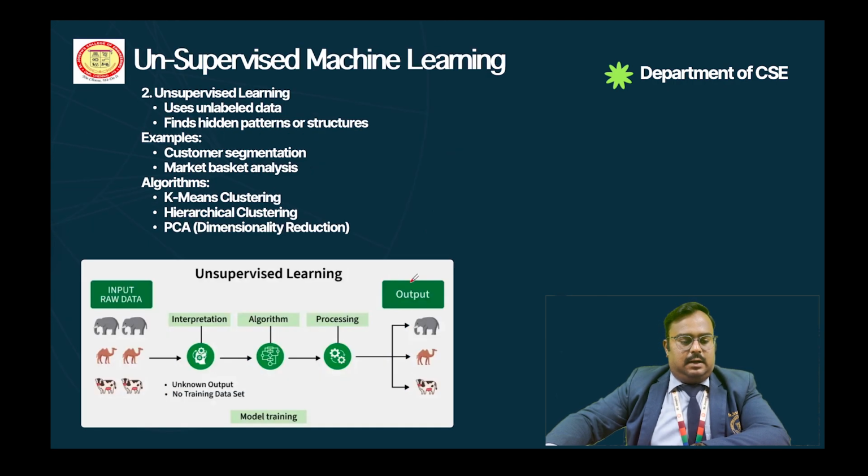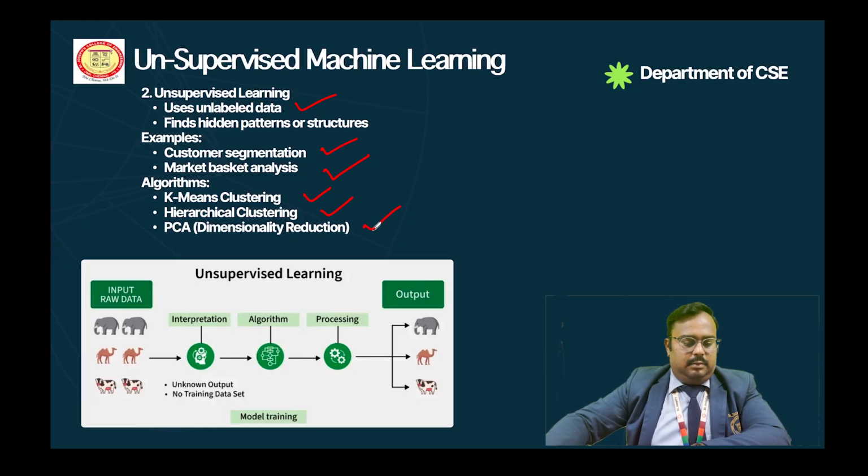Next one is unsupervised learning. What is meant by unsupervised learning? It uses unlabeled data. It finds hidden patterns or structure. For example, customer segmentation or market basket analysis. In unsupervised machine learning we have various algorithms: K-means clustering, hierarchical clustering, and PCA.